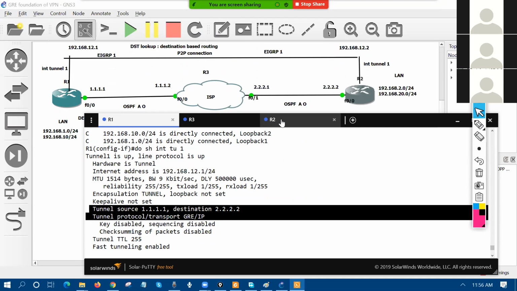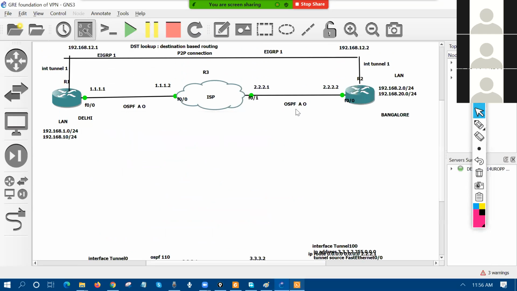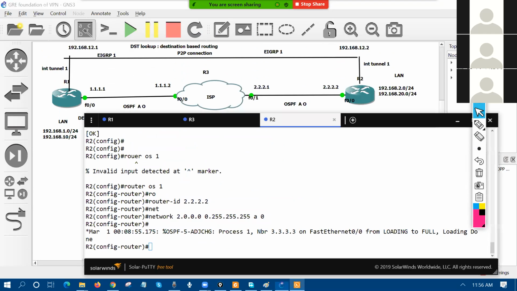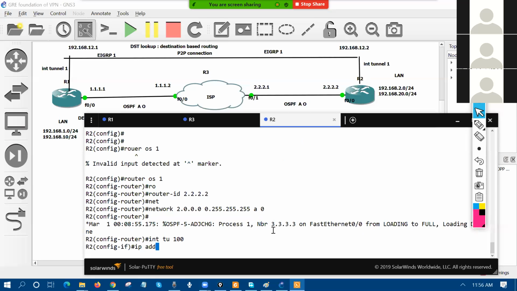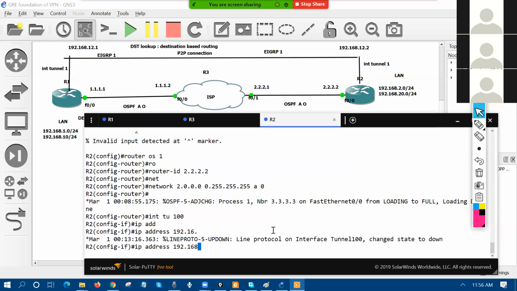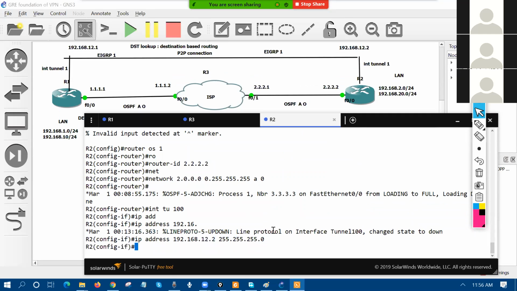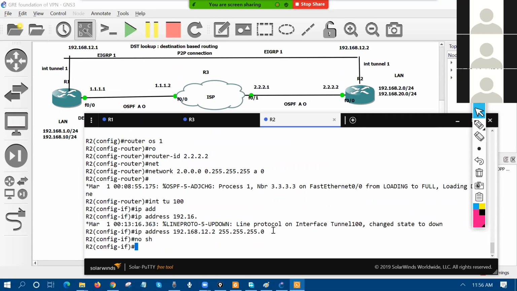Same thing I need to do on Router number 2. I need to configure interface tunnel 1, or we can take any number. I can go for interface tunnel 100 as well. I need to define the IP address. They belong to the same subnet, right? Make sure that R1 and R2 belong to the same subnet. No, I don't need to do no shutdown.